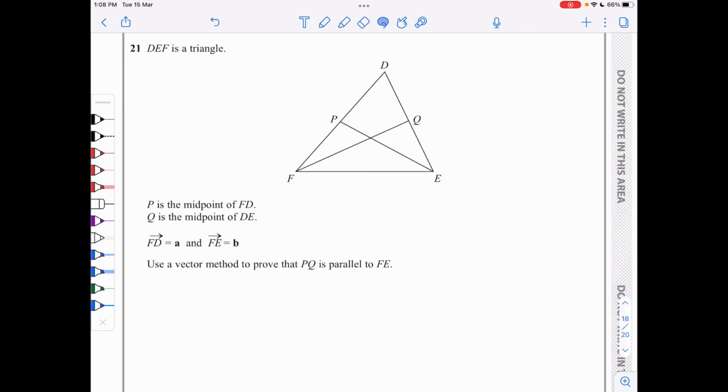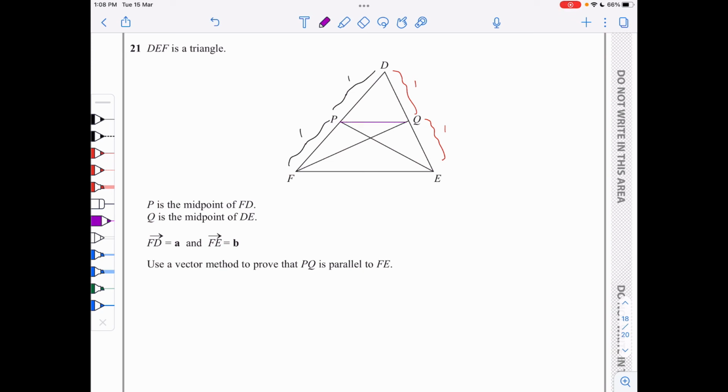Question 21 is a question on vectors. We're being told that P is the midpoint of FD, which means that this splits down in the ratio of 1 to 1. And similarly, Q is the midpoint of DE. So again, we've got this in the ratio of 1 to 1. We need to use a vector method to prove that PQ is parallel to FE.